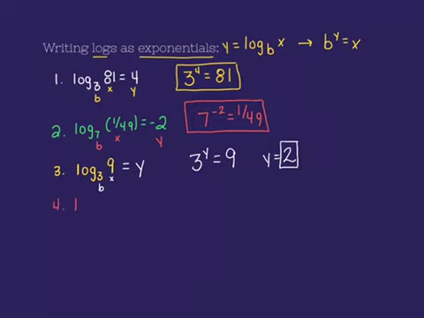This time, let's look at log base b of 5 is equal to 1. So this is b, this is x, and this is y. So let's rewrite this. b to the 1st power is equal to 5. So we know in order for that to be true that b has to be 5 because 5 to the 1st power is equal to 5.